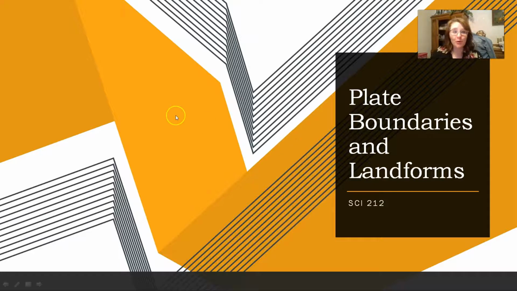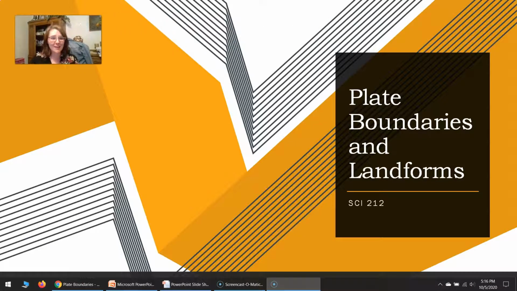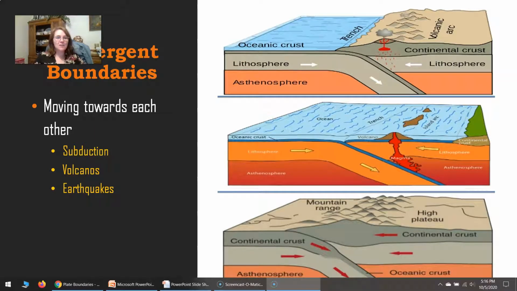I found this cool PowerPoint that I just couldn't pass up because look at how exciting it is with this bright yellow color and all these lines. I was like, woohoo, this sounds like the opposite of COVID. Okay, so here we go.